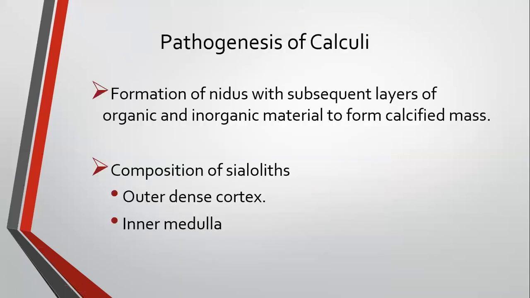Now, what is the pathogenesis of calculi? How is this stone formed? There is formation of a nidus with subsequent layers of organic and inorganic material to form a calcified mass. It includes the composition of cellular material, with an outer dense cortex and an inner medulla.